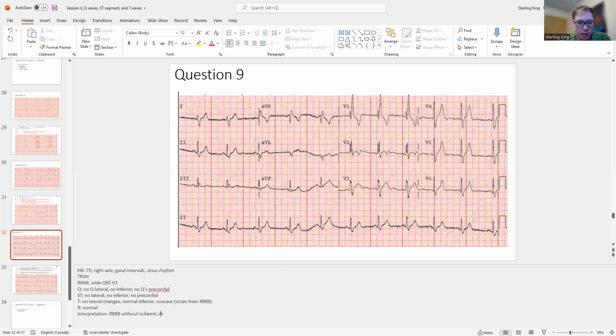So right now it's pretty subtle. If I was to pick out something, it'd be these inverted T waves here, and perhaps a little bit of elevation. So it could even be like a posterior infarct, potentially, because we have this really high R wave here, and then we have this T wave inversion in both these leads.